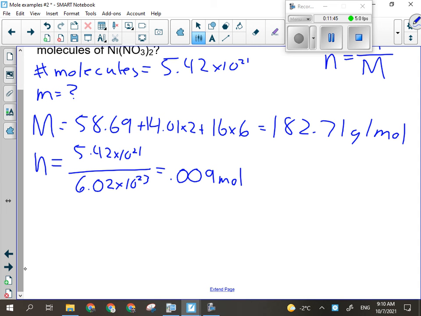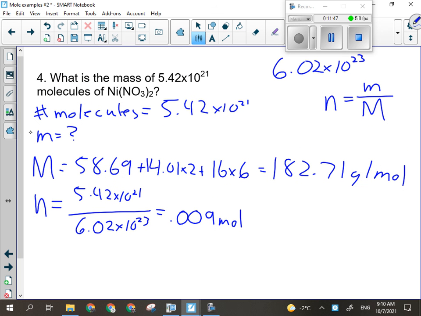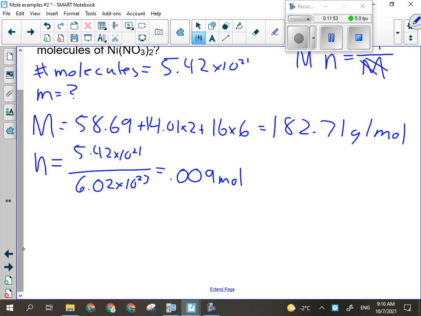Now that I have n and big M, I can calculate my mass. I'm going to take my formula and manipulate it by multiplying both sides by M, which will leave me with that. So mass will equal 182.71 times 0.009.